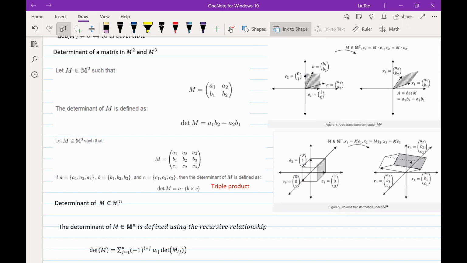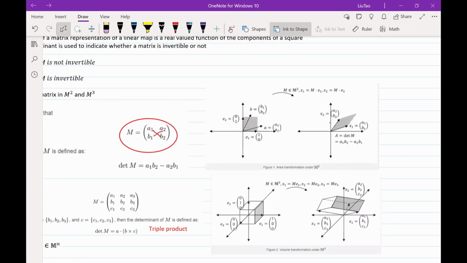So for a 2x2 square matrix, if a matrix M is A1, A2, B1, B2, then the determinant of this matrix is defined as A1 times B2 minus A2 times B1. And the determinant of a two-dimensional matrix also has geometric meanings.